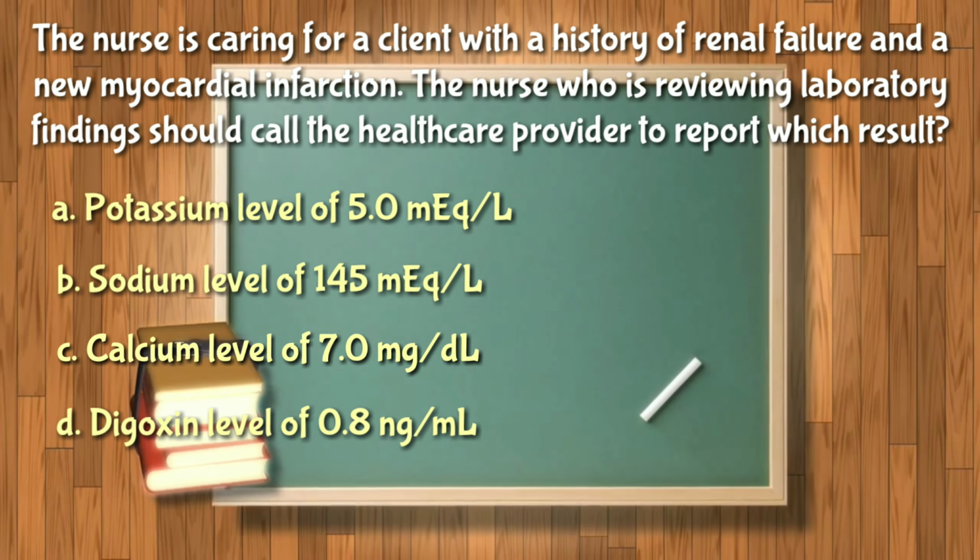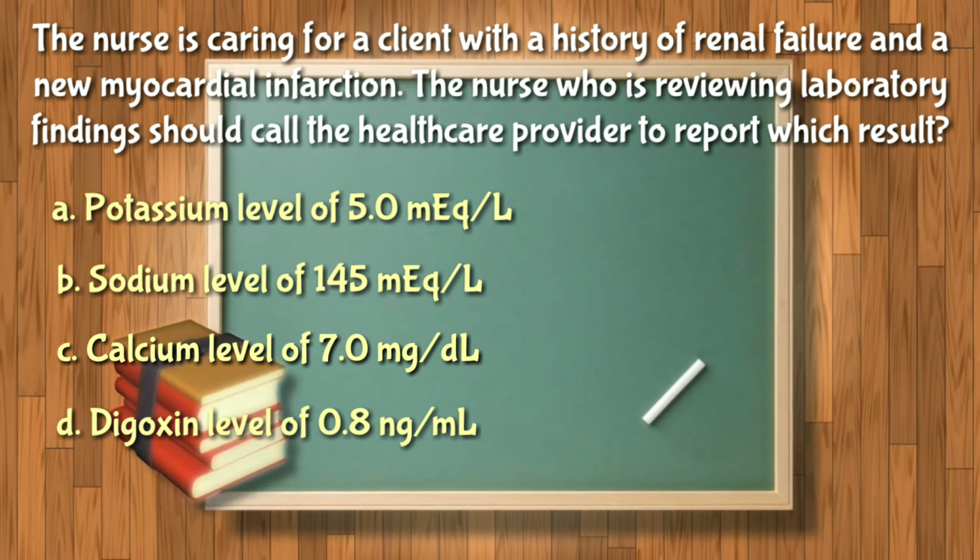So among the four choices, if you answered potassium or sodium, you are already wrong. Because remember, the normal value of potassium is 3.5 to 5.5, or some books say 3.5 to 5.0. Though it is kind of high, it is in the normal range. While in sodium, the normal value is 135 to 145. It is still in the normal range.